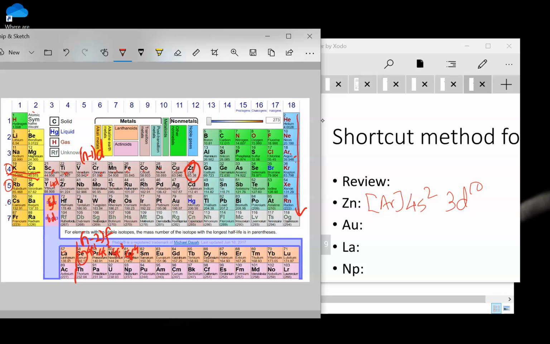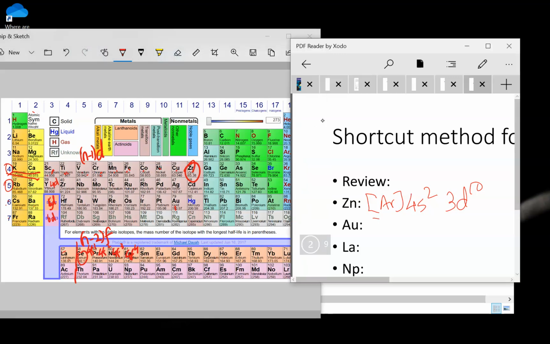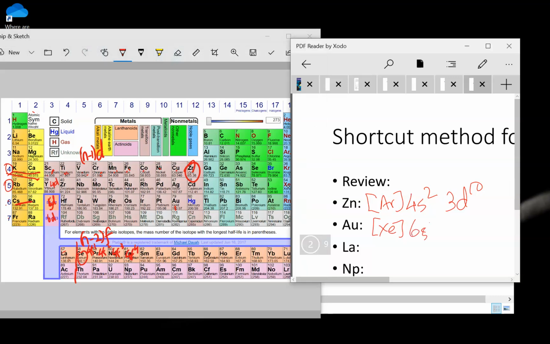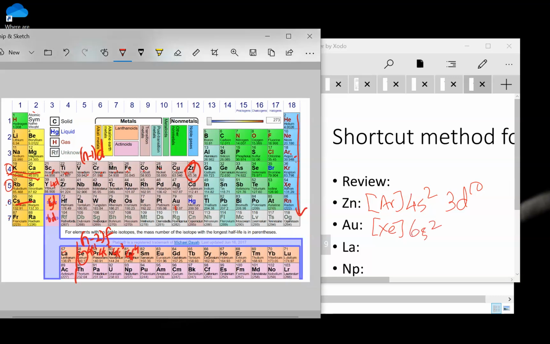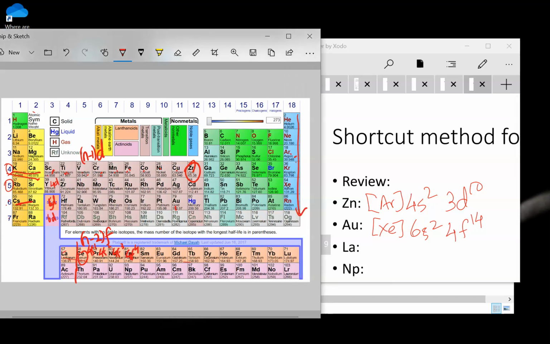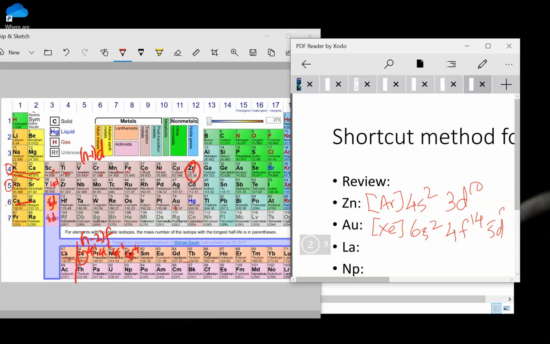If you look at gold, that's over here. You have to go back to the nearest noble gas, which would be xenon. After xenon, you have a 6s2 orbital. After 6s2, you go down to the 4f14, so you fill all those up. And then you come back to the 5d orbital, of which this is 9. So xenon 6s2 4f14 5d9 will be the electronic configuration of gold.